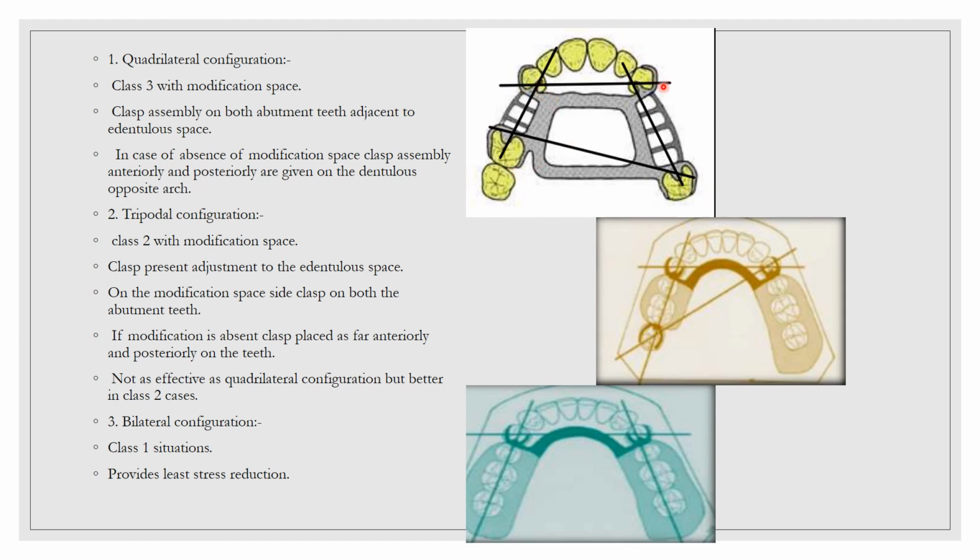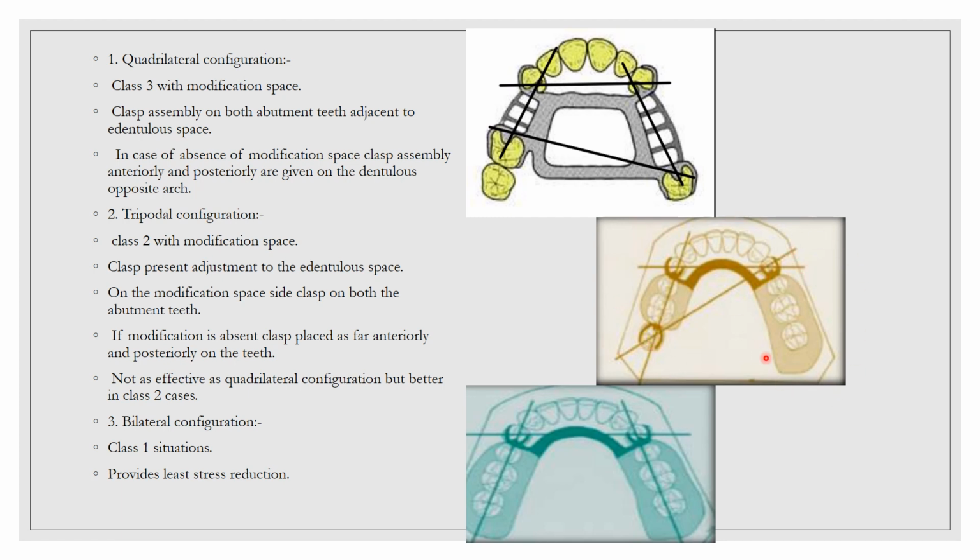This comes in a Class 3 Mod 1, modification space 1. Clasp assembly on both the abutments adjacent to the edentulous space. In case of absence of a modification space, clasp assemblies are given anteriorly and posteriorly on the dentulous opposing arch, like here and here. If this is not present, guys, if the modification is not present, then tripodal is one, two, three, like a triangle.